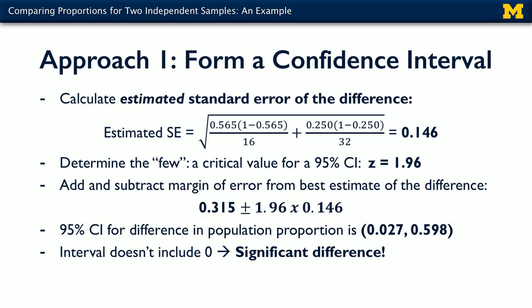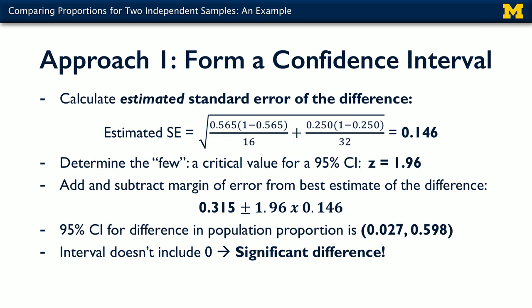Okay, so let's proceed with forming a confidence interval. We calculate an estimated standard error of the difference in the proportions using the calculation that you see here. We multiply the proportion for males by 1 minus that proportion and divide by the sample size. Then we do the same thing for females, add that to the result for males, and take the square root of the whole thing. That gives us an estimate of the standard error of the difference in the proportions, or 0.146.